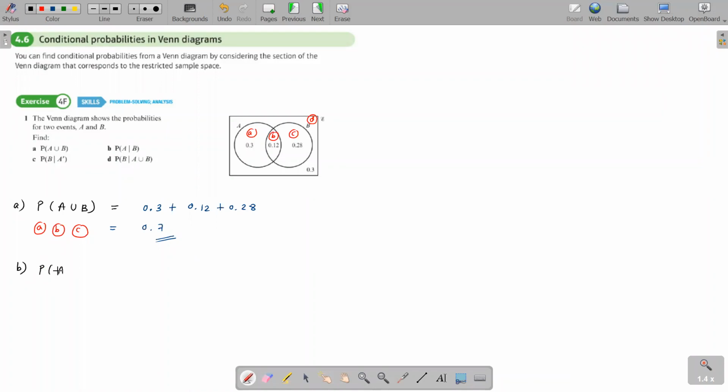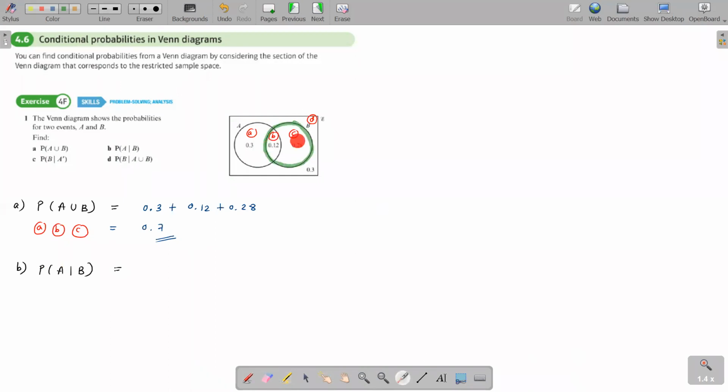Okay, now guys, look at this. Probability of A given B. Okay, how do we get conditional probabilities from Venn diagrams? This is the main part. This is what we are trying to discuss here. So when they say A given B, it means B is given. So this is the event B. Can you see the event B is given?